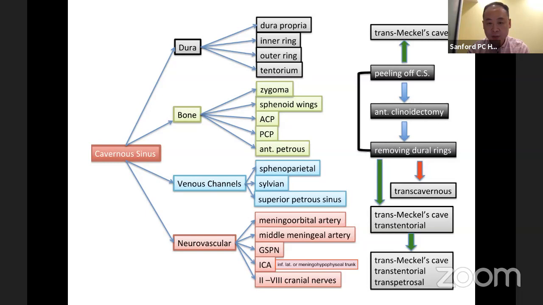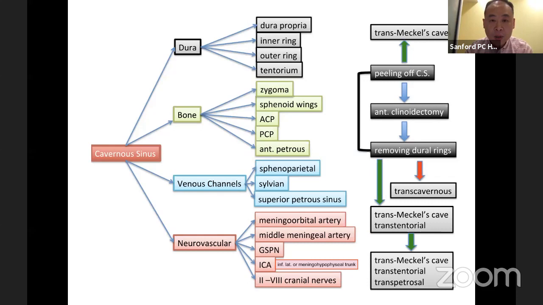each of the nerves and the blood vessels. Otherwise, when you try to open the window, widen the windows, you will get all these important structures injured. So the most important concept when you're dealing with the cavernous sinus is to try to free each nerve and vessel.